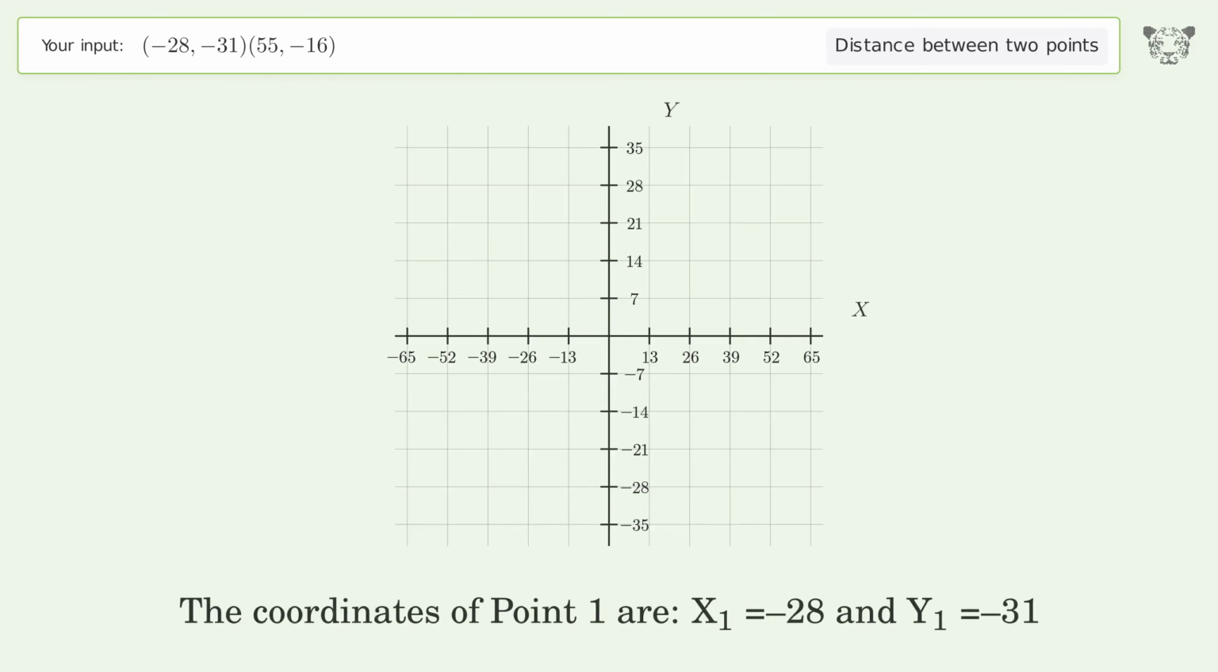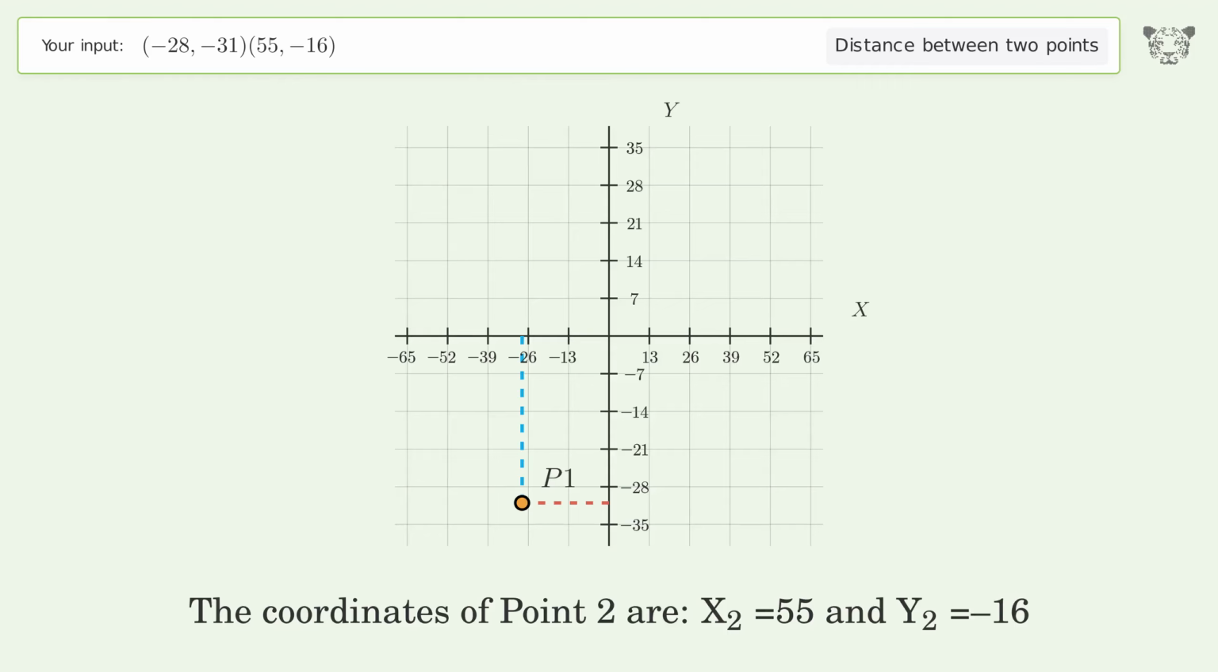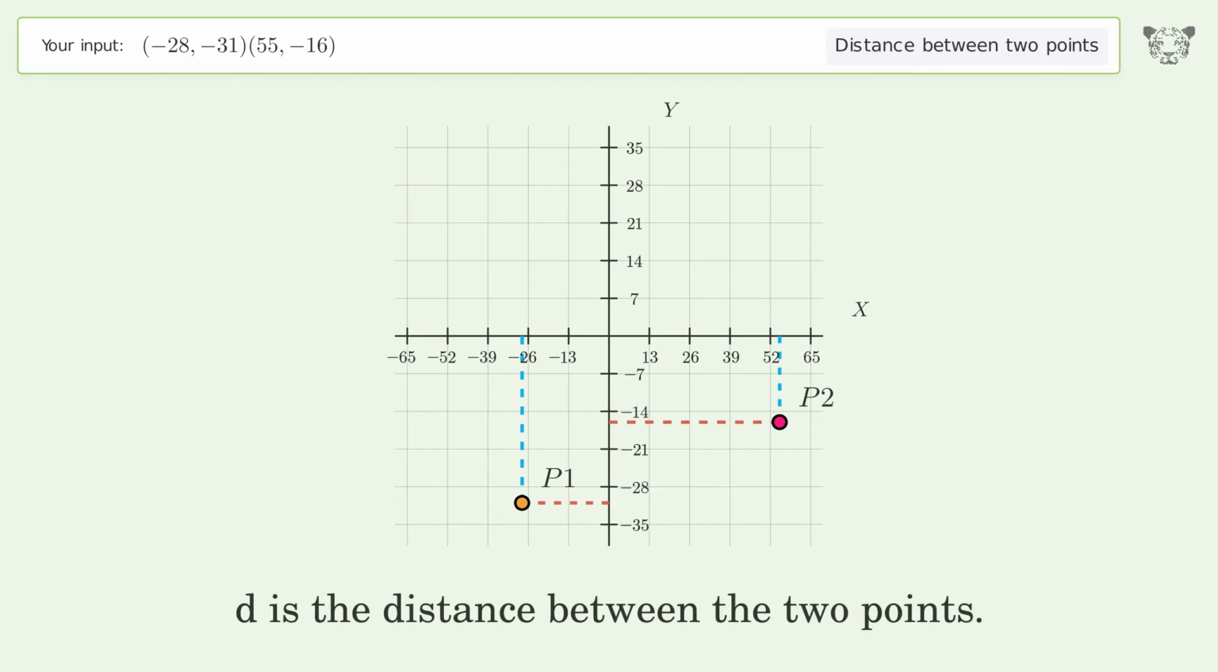The coordinates of point 1 are x1 equals -28 and y1 equals -31. The coordinates of point 2 are x2 equals 55 and y2 equals -16. D is the distance between the 2 points.